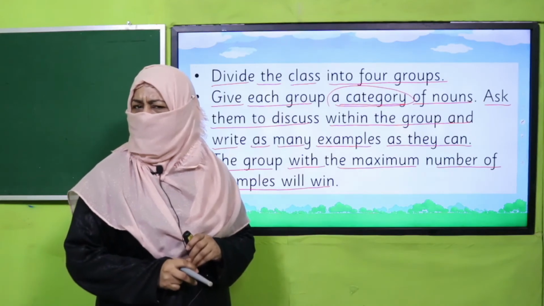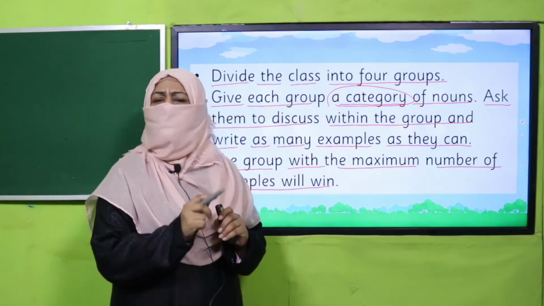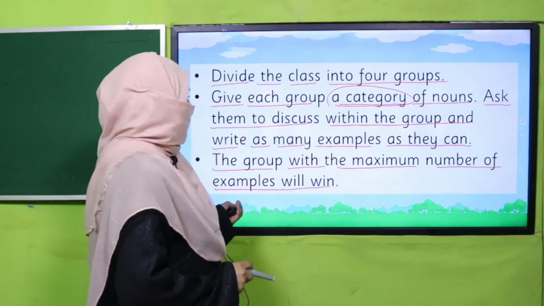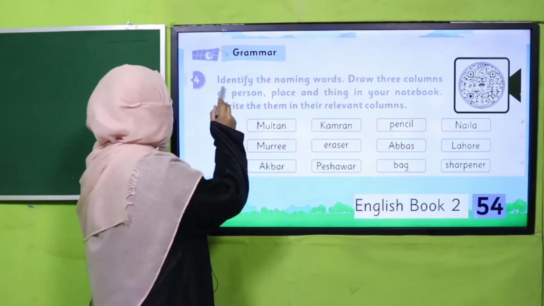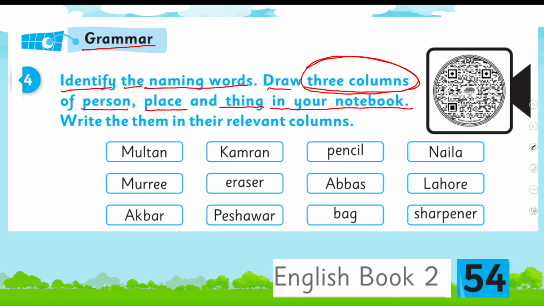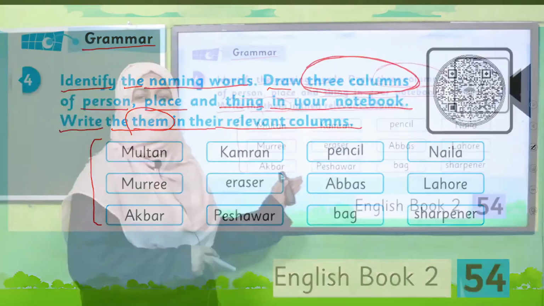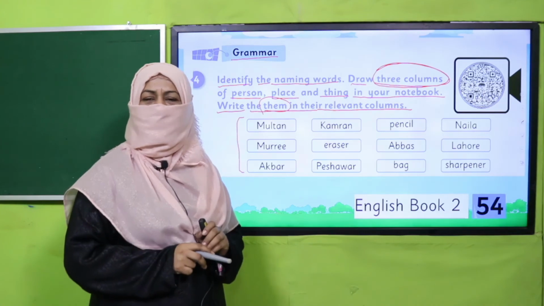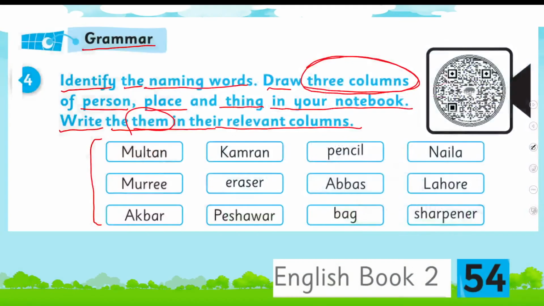Yes, my dear students, are you done with it? Good job. I know you have written many names. So all of you are winners for me. All right. So let's practice this concept from your book. Here, you have to identify the naming words. First of all, in your notebook, you will draw 3 columns, one for person, second for place, and third for things, and write the naming words in their relevant column. Here are the naming words. Do you understand? Okay, pause the video, complete this work in your notebook, and then come back.